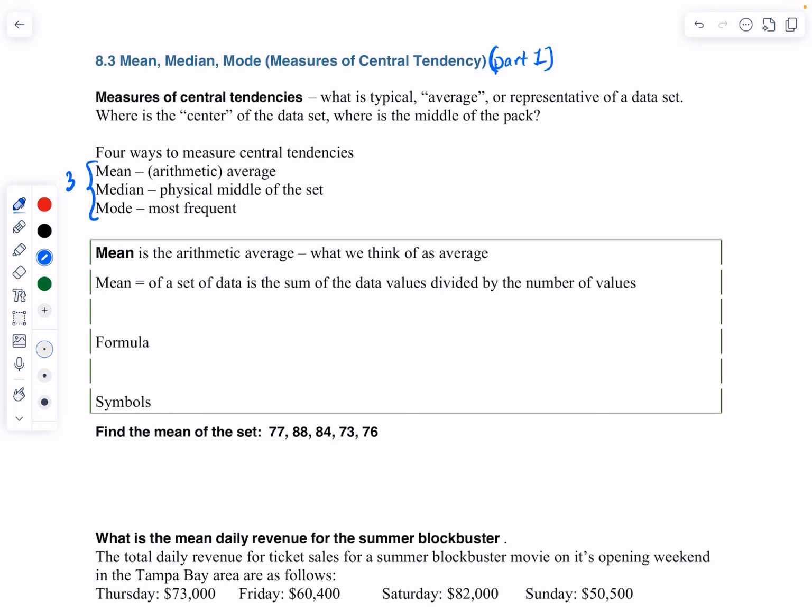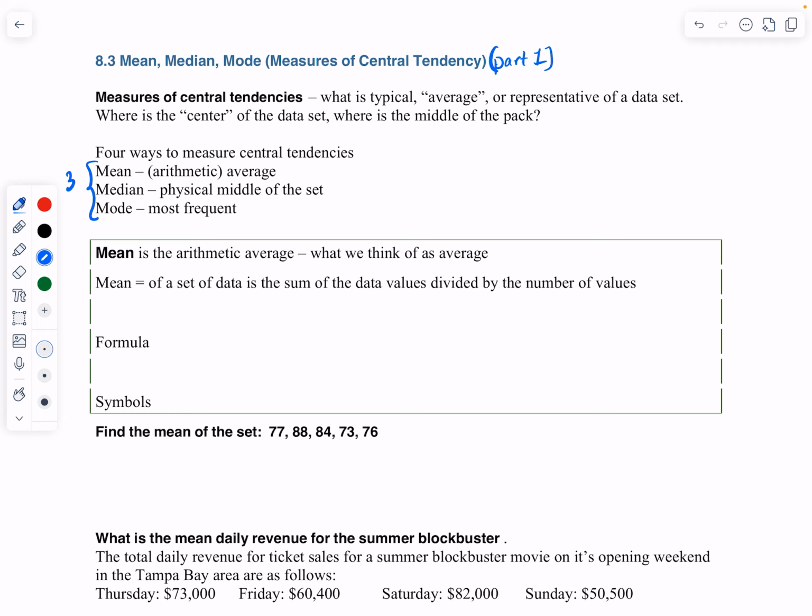So the mean is another word for saying average. It's the arithmetic average. The median is the actual middlemost score of the set of data. And finally, mode is the most frequently occurring. Okay, so we're going to look at frequency tables to find the mode or just raw data itself.